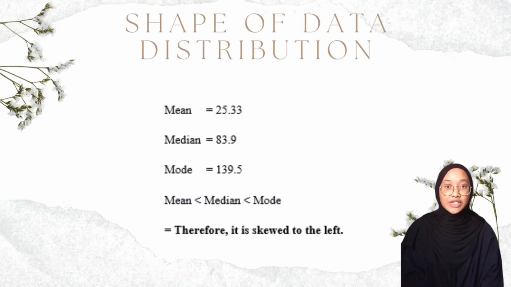Next, the shape of distribution. From the data, we can know that the mean is lower than the median and the median is lower than the mode. Thus, our shape of distribution is negatively skewed, also known as left skewed.